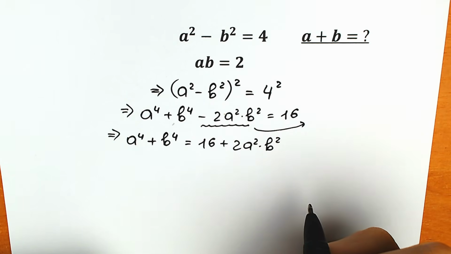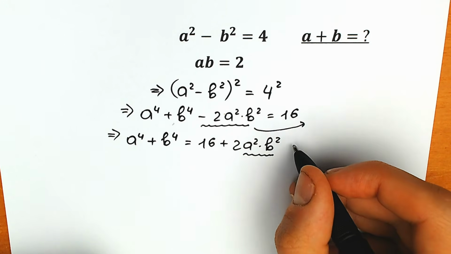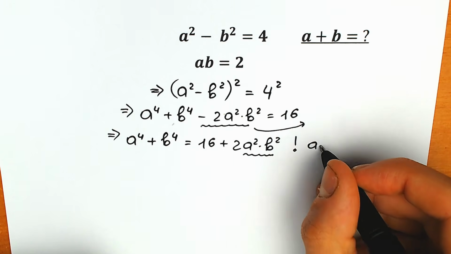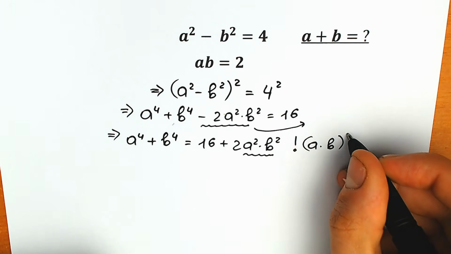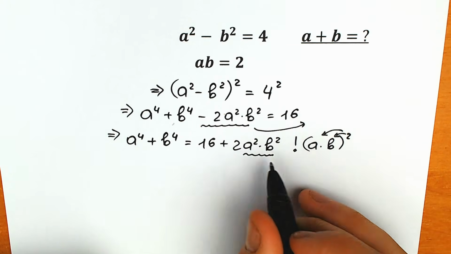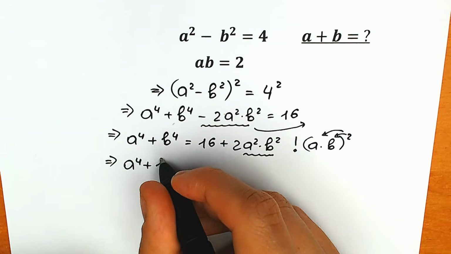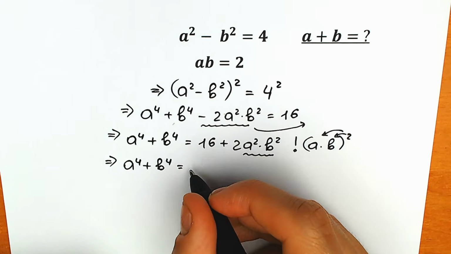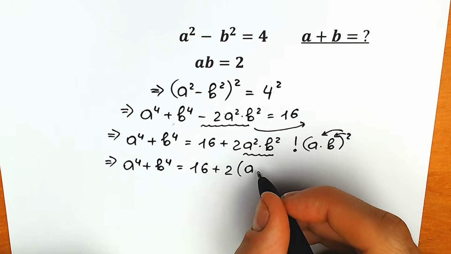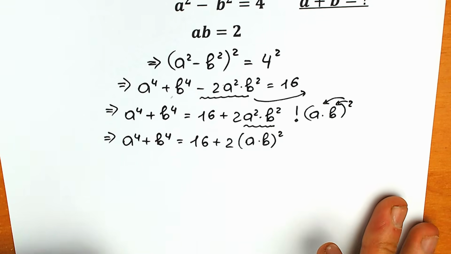Right now, a few thoughts about this expression, because I'm talking about this product, a squared times b squared. There is one really important property, because we can write this expression as a times b to the second power. Then we need to raise this a to the second power and b to the second, so we have absolutely the same thing. So that's why I want to write a to the fourth plus b to the fourth equals 16 plus 2 times a times b to the second power. Okay, so I hope you understand what I mean.